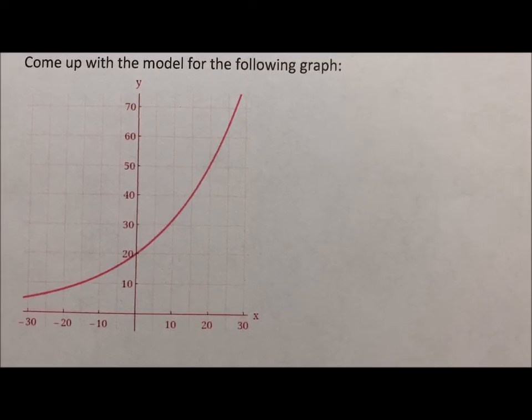Today I'm doing a series of videos on exponential models. On this one it says, come up with a model for the following graph. There are several ways to do this. What I want to do is pull out 2 points.